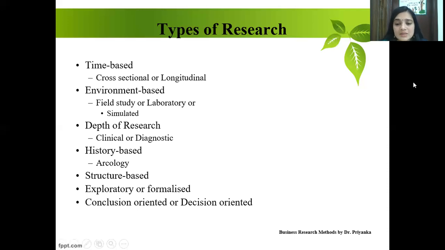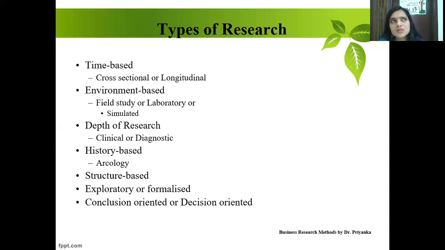And formalized research means you have selected what you will be doing, you know what you are going to do, you actually have research questions and you are going to solve them. That is generally what we call formalized research. Last is conclusion oriented or decision oriented research.